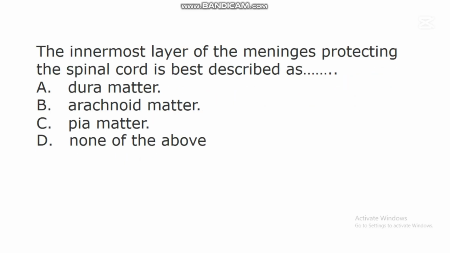The next question says, the innermost layer of the meninges protecting the spinal cord is best described as dash. A. Dura mater. B. Arachnoid mater. C. Pia mater. D. None of the above. In this question, the correct answer is C.